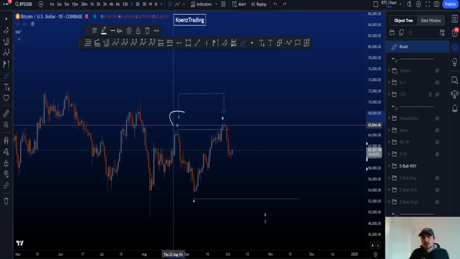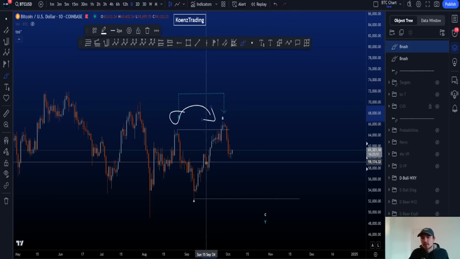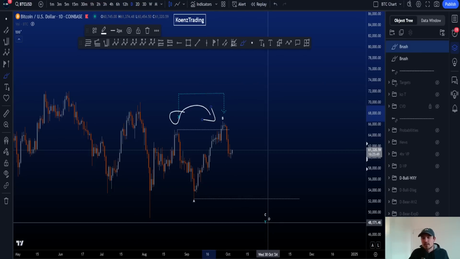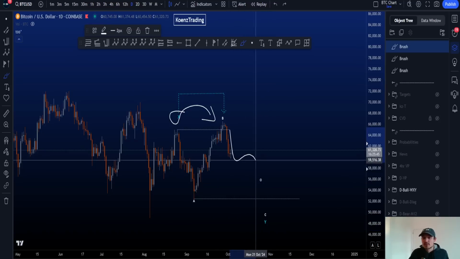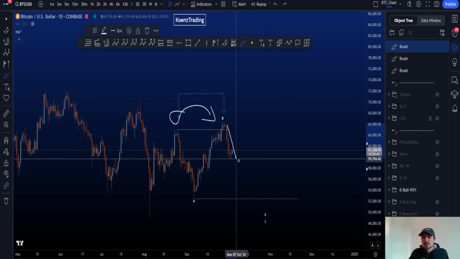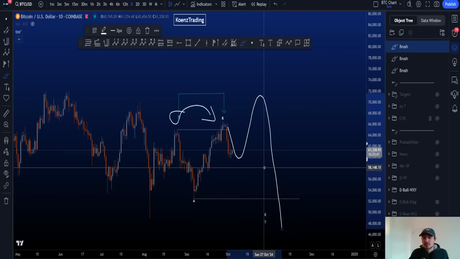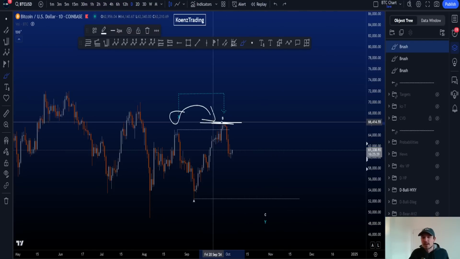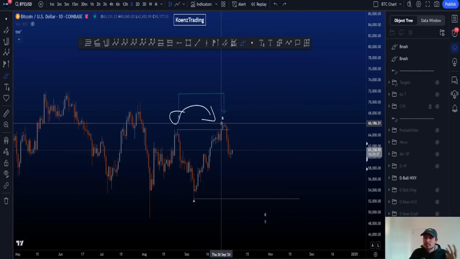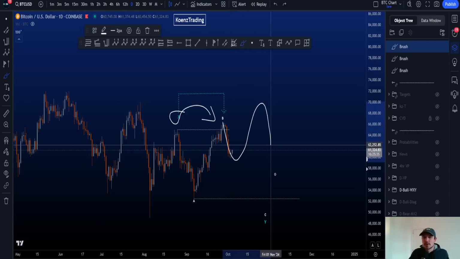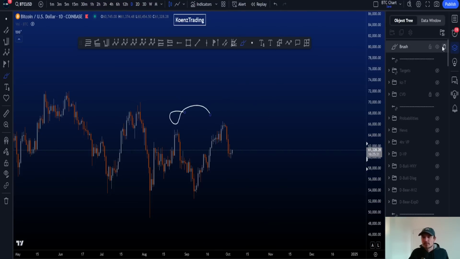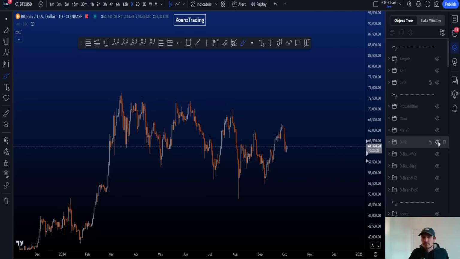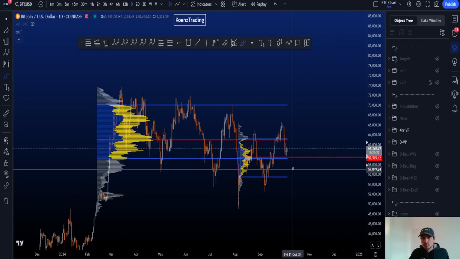Now, if I would put this wave X on the top here on the right side, then inside this wave Y, we can still have either a zigzag structure, so a 5-3-5 to the downside, or still a flat structure. So even if price takes out this high over here, then the bearish scenario is going to flip to a flat structure. If we then zoom out, you can see I now have two volume profiles on my chart.